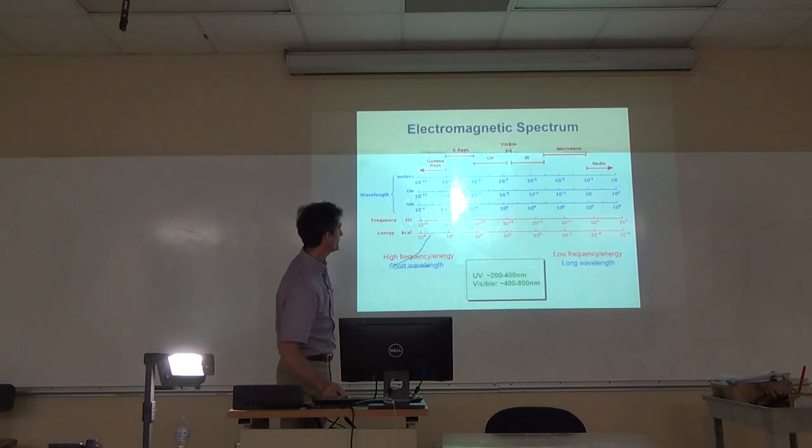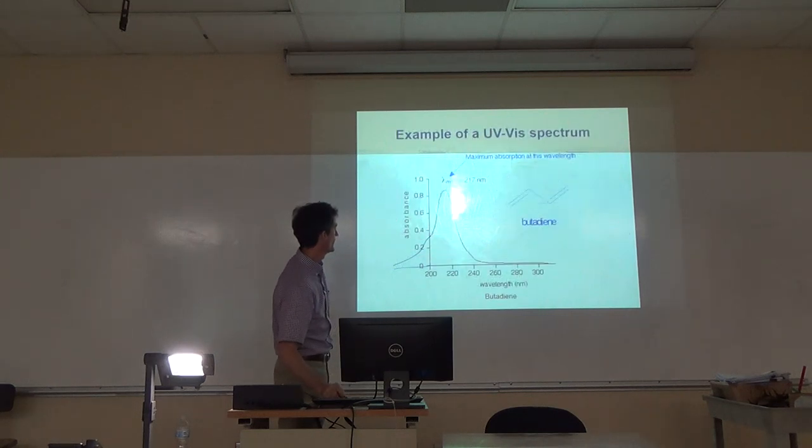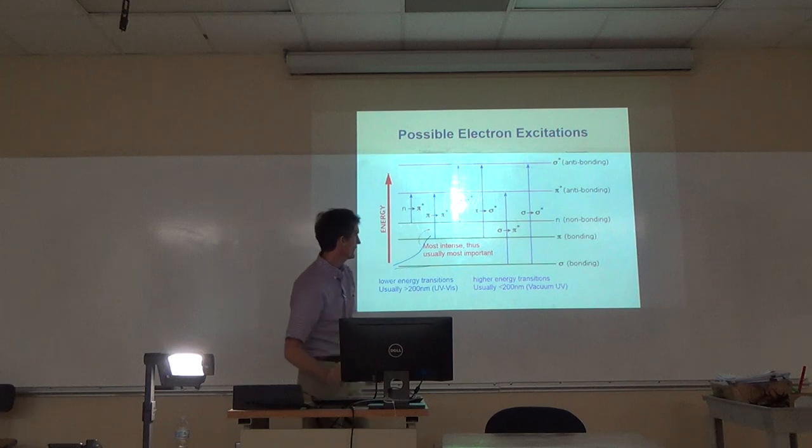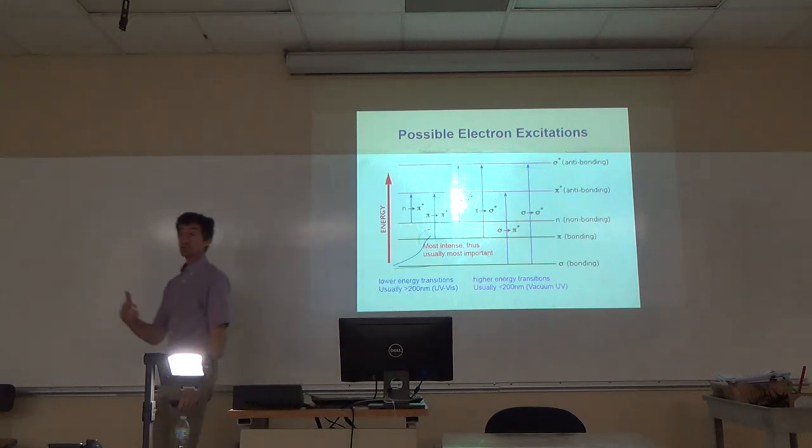Why don't we scan below 200? Because below 200, oxygen absorbs. And if you try to scan over there, you're just going to get a big absorbance for oxygen. So we typically don't do it. To get really good data over there, you have to remove oxygen.